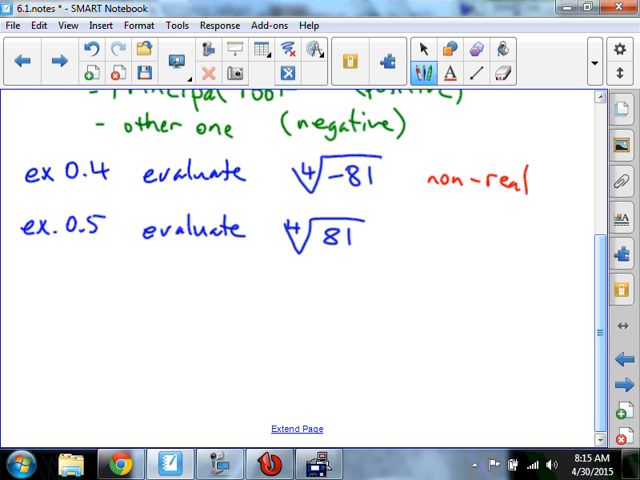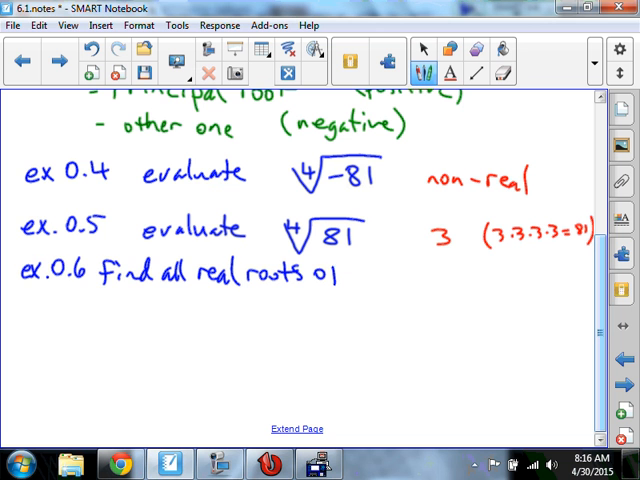What do we get? We get 3. And 3 is the only answer here, because 3 times 3 times 3 times 3 equals 81. Okay? Let's go to example 0.6. Find all real roots of the fourth root of 81.